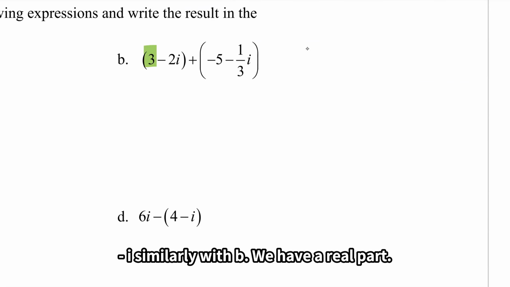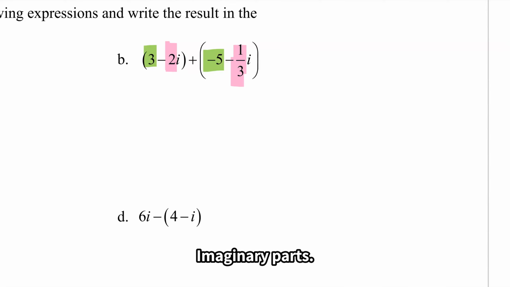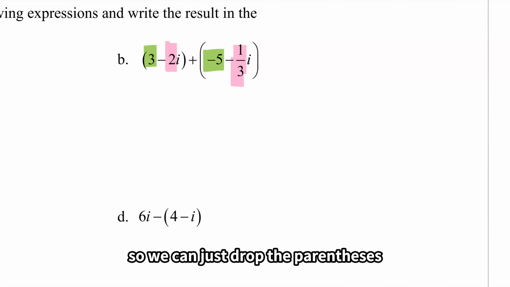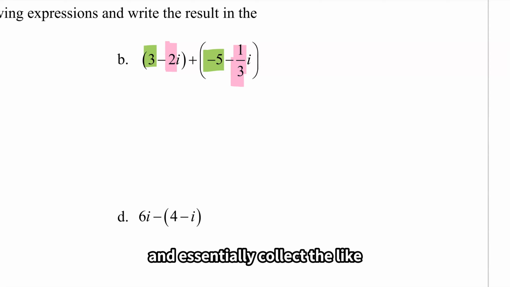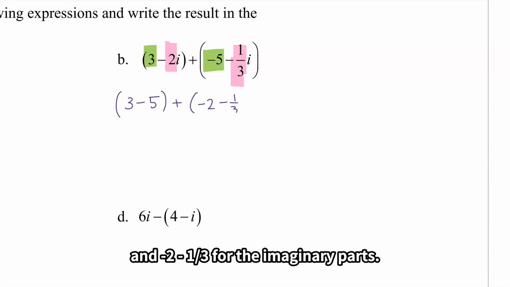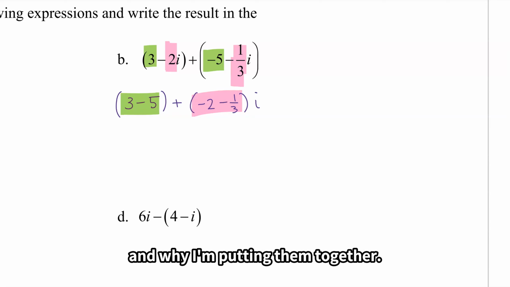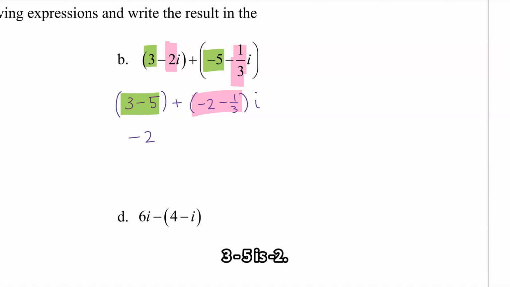Similarly with B, we have a real part, and we have imaginary parts. We have another addition, so we can just drop the parentheses and essentially collect the like things together. So we have 3 minus 5 for the real parts, and -2 minus 1/3 for the imaginary parts. Highlighting them just so you can see where they're coming from and why I'm putting them together. 3 minus 5 is -2.